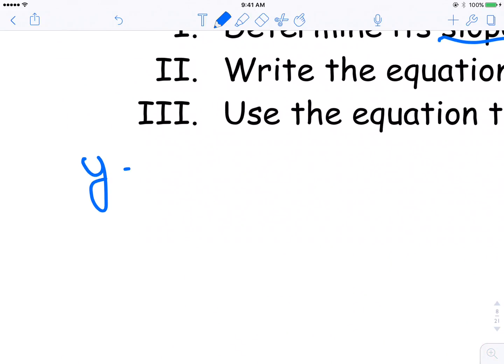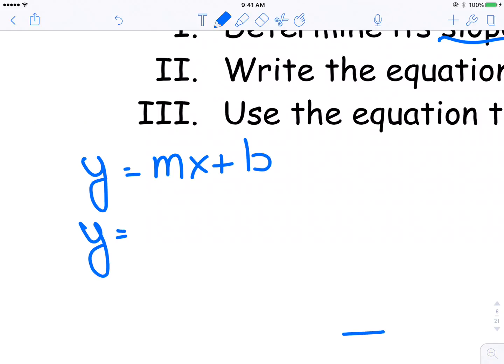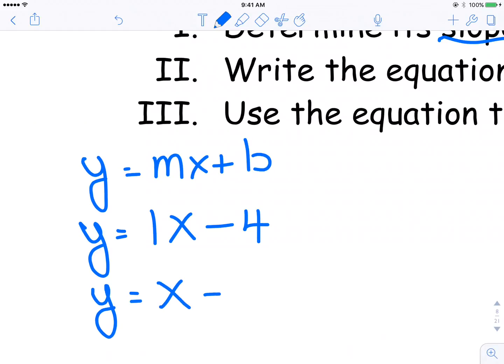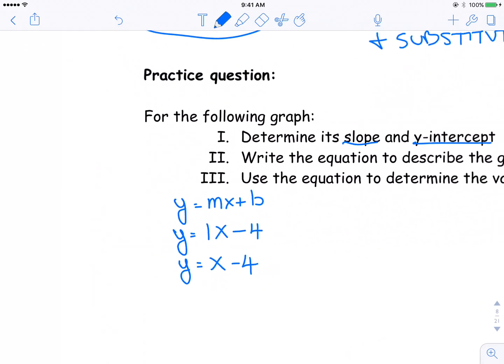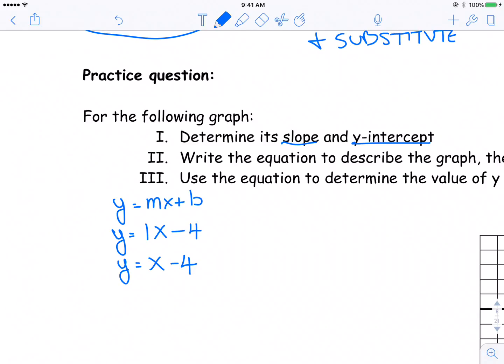Well, I go to y equals mx plus b. I know that my slope was 1, and then my y-intercept was -4. There's my equation. I could simplify this a little bit. I don't need to write that 1. So my equation, slope-intercept form, y is equal to x minus 4.